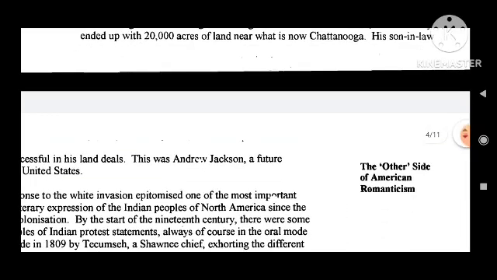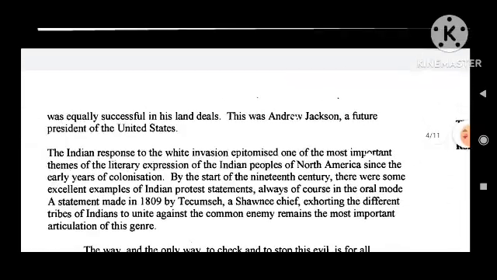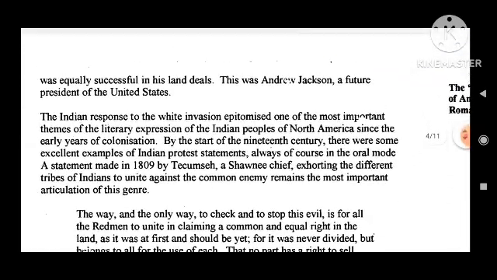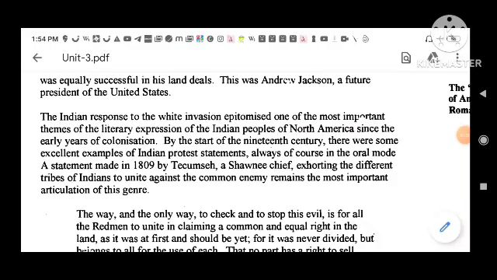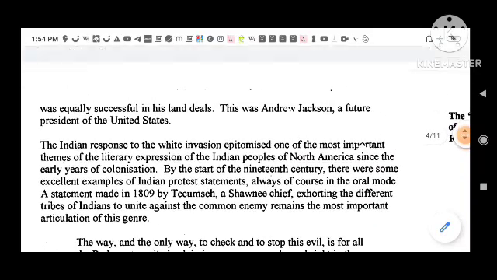His son-in-law was equally successful in his land deals. This was Andrew Jackson, a future president of the United States. So you can remember the key point: Andrew Jackson, a future president of the United States.